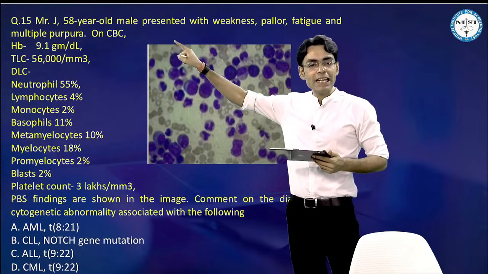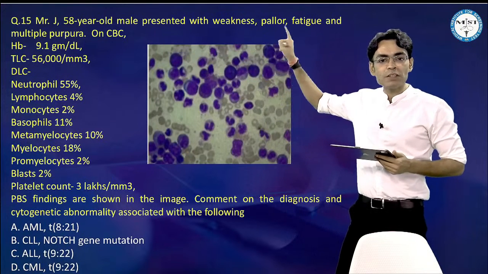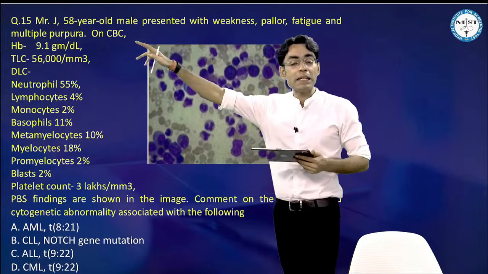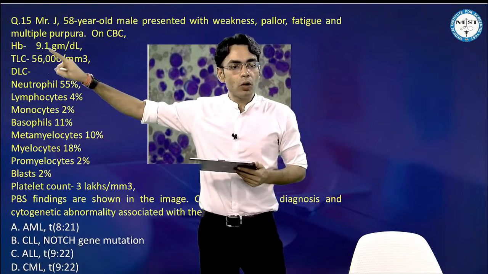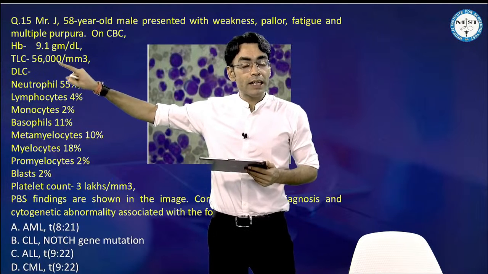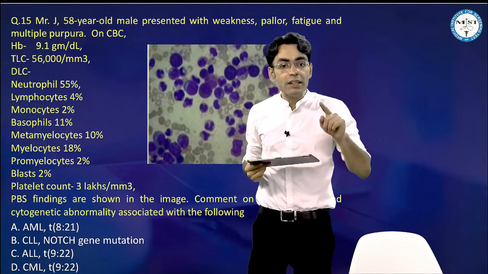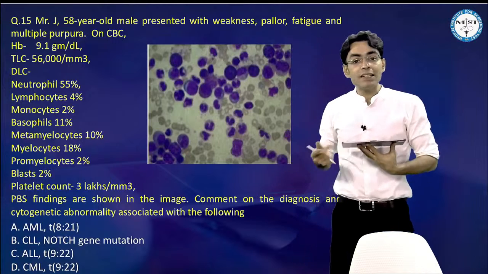J, 58-year-old, presented with weakness, pallor, fatigue, and multiple purpuras. On complete blood count, hemoglobin is 9.1, which is low. TLC is 56,000. What is the normal TLC? 4 to 11,000. So TLC is going high.